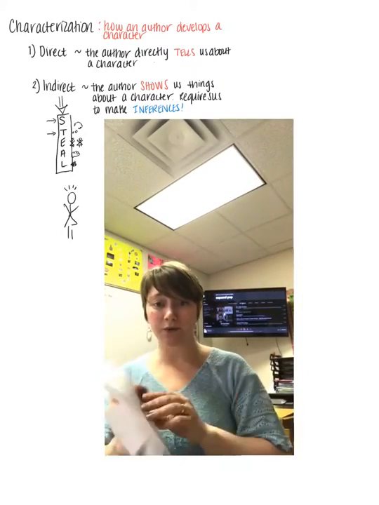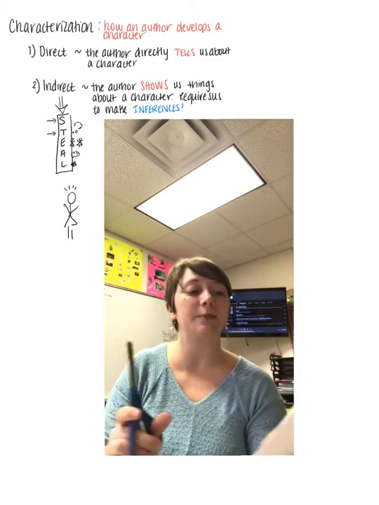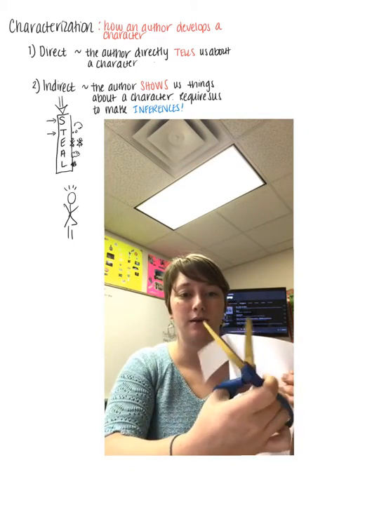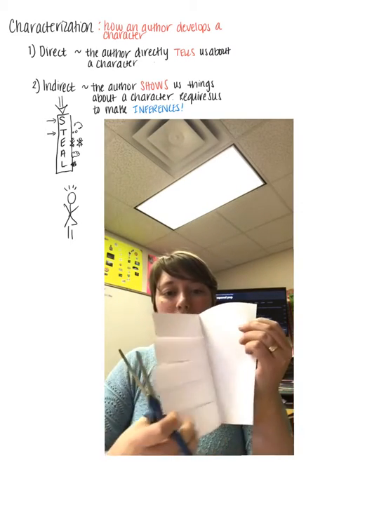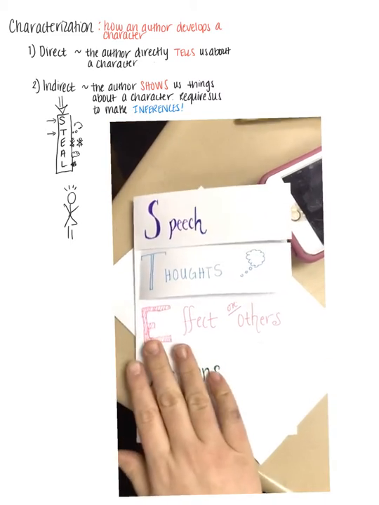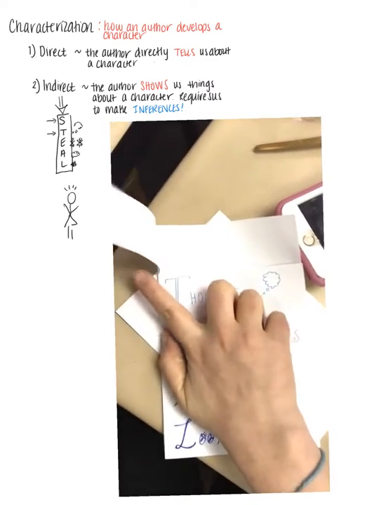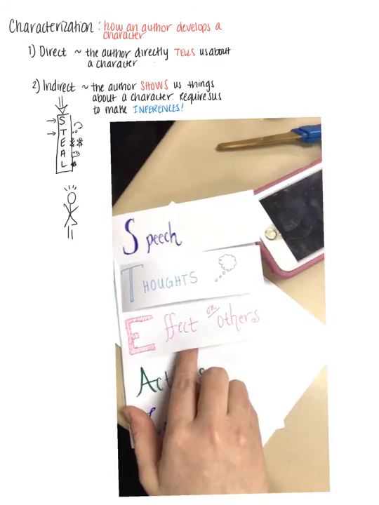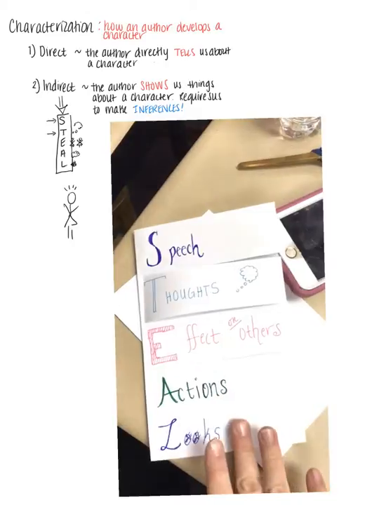Once I have my paper folded like this, I'm going to take my scissors and cut 5 tabs. And 5 is really important. We don't want 6. They don't have to be perfect, but eventually you're going to cut them right across the top part. So I have 1, 2, 3, 4, and 5. Now that I have it cut, I'm going to label them. My first tab is going to be speech. So it opens up and I'm going to write some stuff in here. The next one is going to be thoughts. Next is effect on others, actions, and looks. So 5 tabs, 5 things.